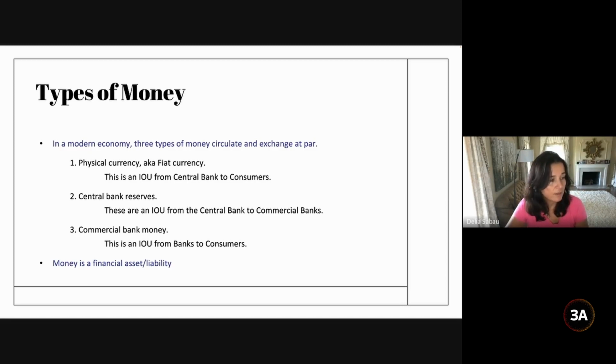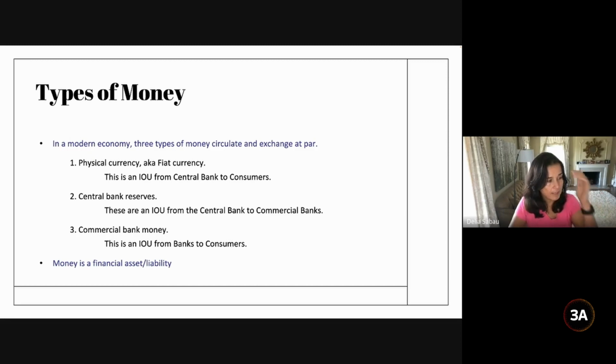In addition, there are central bank reserves. Those are the IOU from the central bank to commercial banks. There is a sort of wholesale money. So consumers can't actually access central bank reserves. In addition, there is effectively private money. This is commercial bank money, and it's an IOU from banks to consumers.